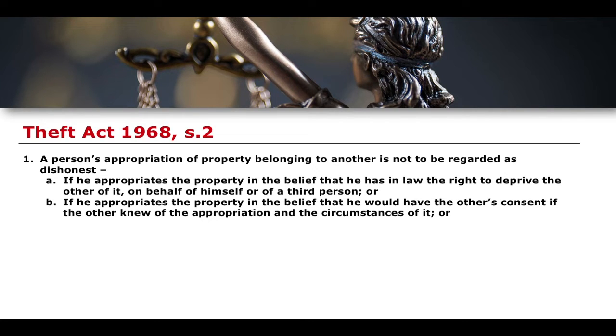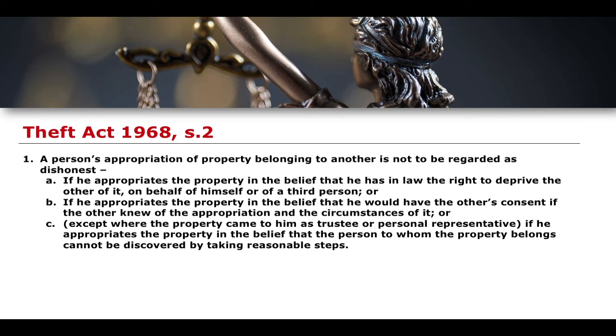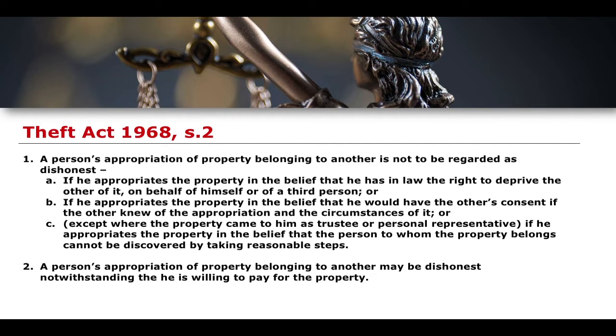or if he appropriates the property in the belief that he would have the other's consent if the other knew of the appropriation and the circumstances of it, or except where the property came to him as a trustee or personal representative, if he appropriates the property in the belief that the person to whom the property belongs cannot be discovered by taking reasonable steps. A person's appropriation of the property belonging to another may be dishonest, notwithstanding that he is willing to pay for the property.